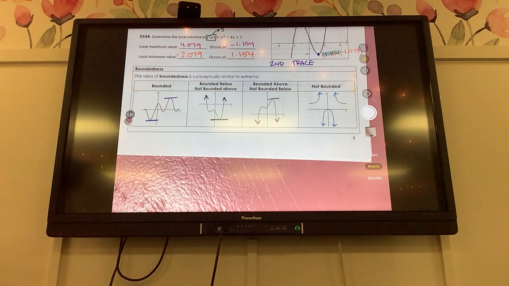If it's asking about boundedness, I think it's the last part on your homework, you have to graph it and tell me if it's bounded or not. You just have to put bounded above or bounded below. You don't have to do anything else. You're just graphing it in the calculator, looking at the graph, and determining what kind of bound it has.